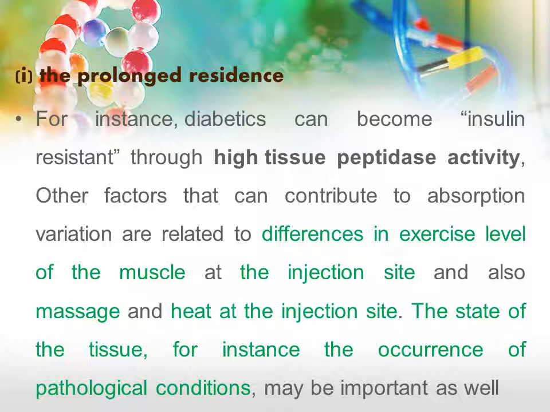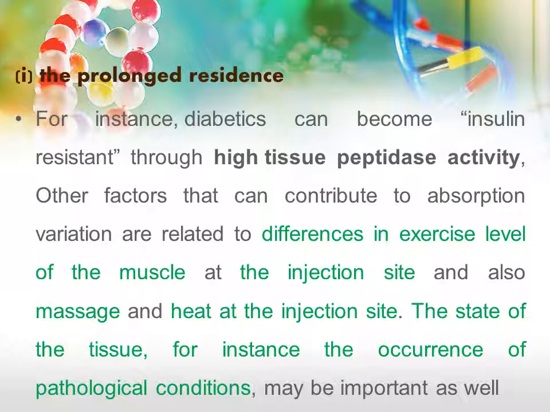For example, after switching the insulin injection position, diabetics can become insulin resistant. This is due to high tissue peptidase activity. Also, there are other factors that can contribute to absorption variation, like differences in the exercise level of the muscle at the injection site, and heat at the injection site, which may affect the protein's nature.